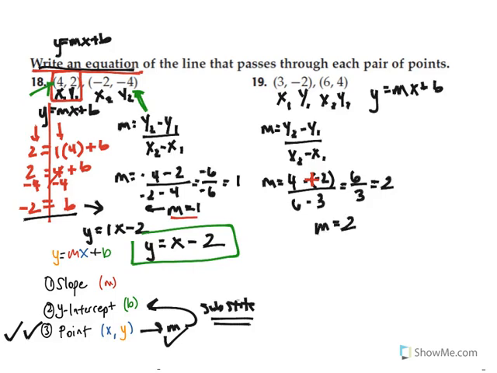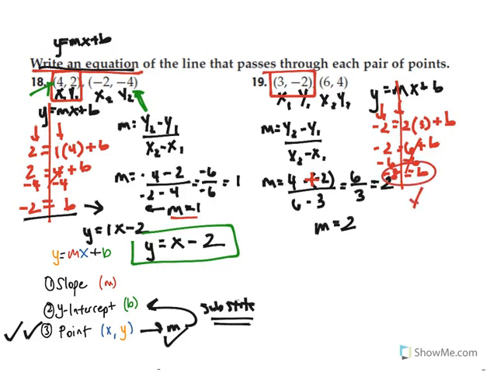M equals 2. So now I pick a point that they gave me and I substitute. Y is negative 2 equals M is 2, X is 3 plus B, and I solve. Negative 2 equals 6 plus B, minus 6 here, minus 6 here. Negative 8 equals B. So I use this B here and this M here to write the equation of my line. Y equals 2x minus 8.